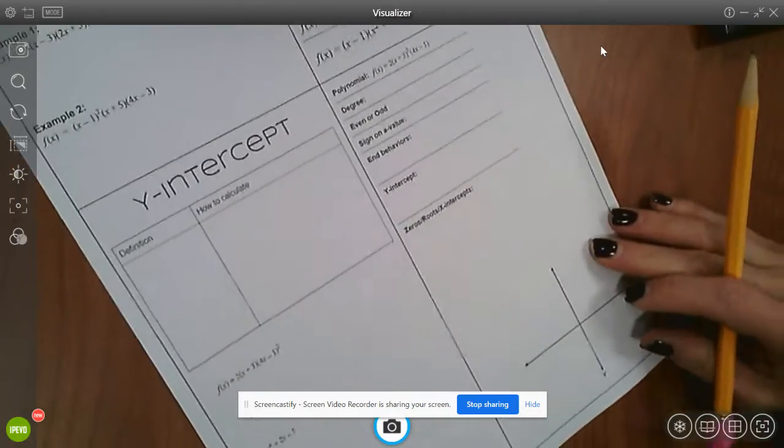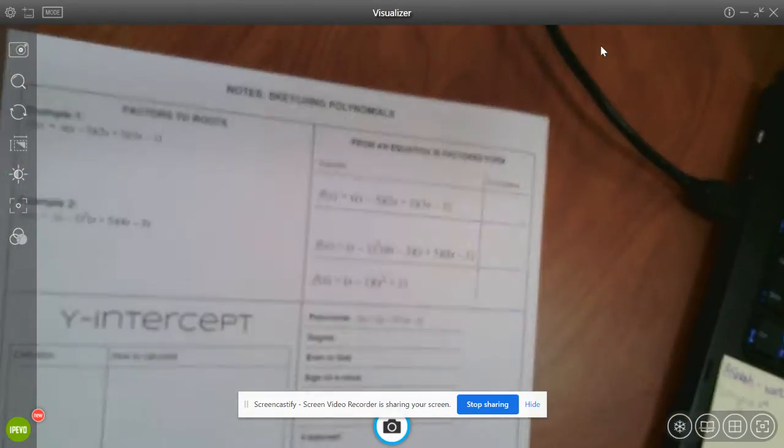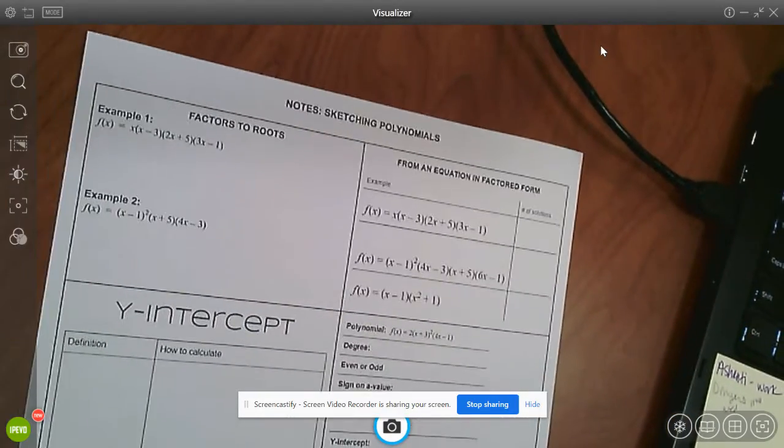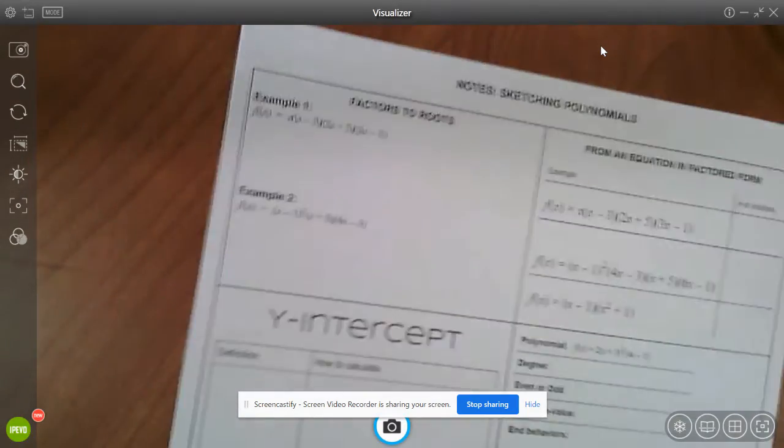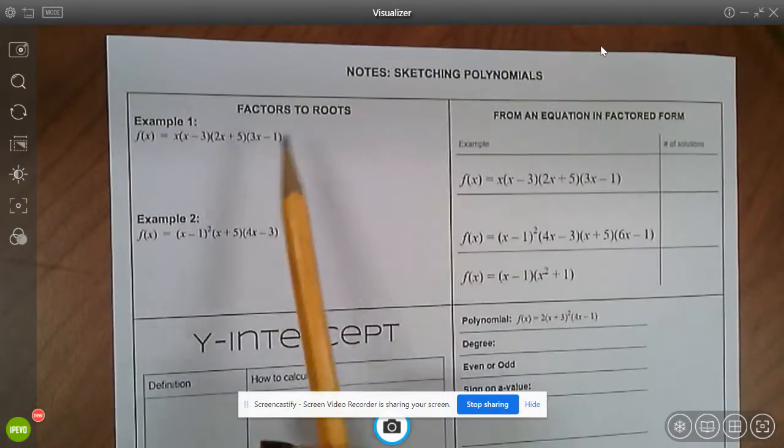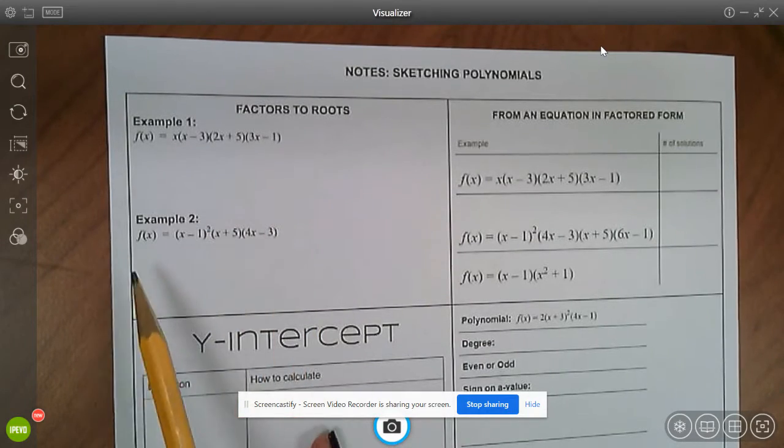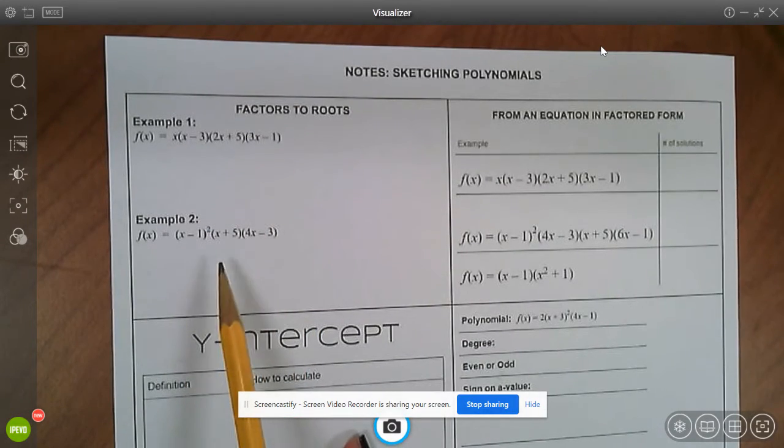A lot of time interpreting graphs of polynomials. This unit, we are going to focus on sketching them. So something that we have already done, and this paper that you're looking at is a variation of the purple foldable, is we were able to look at an equation in factored form and name the roots or x-intercepts.